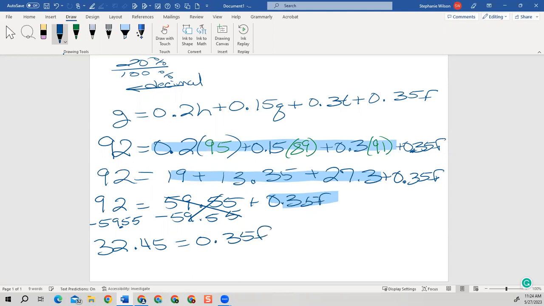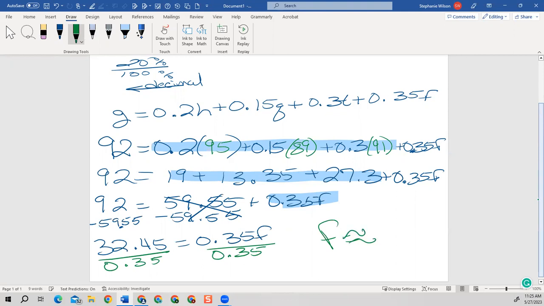Now we need F by itself, the final exam. And we have a coefficient on it of 0.35. We need it to be a positive 1. So in order to make that a positive 1 on the F, I'm going to divide by the 0.35 on both sides. So now I have F is equal to 32.45 divided by 0.35. And I'm going to round to the nearest tenths, which is 1 decimal place. 92.7 is what I have to make on the final exam in order to have a 92 grade average in the course.